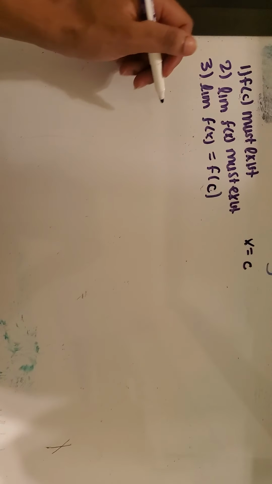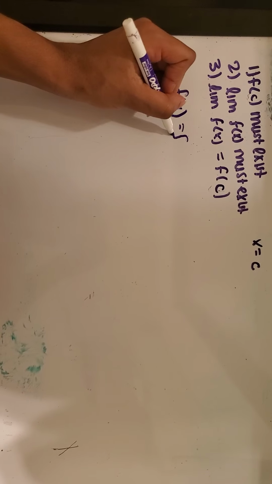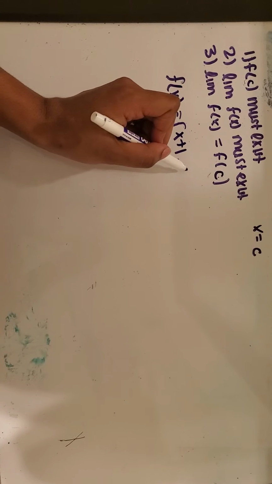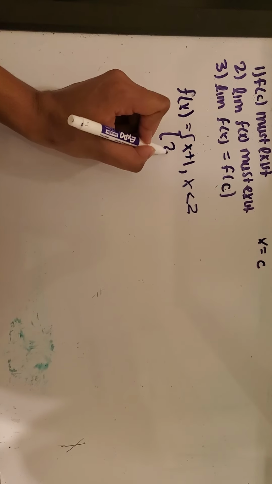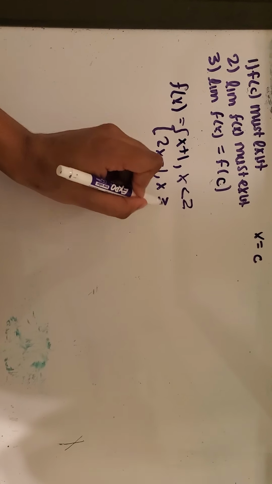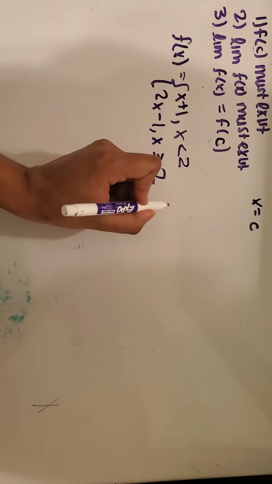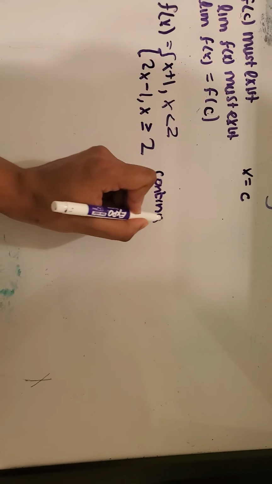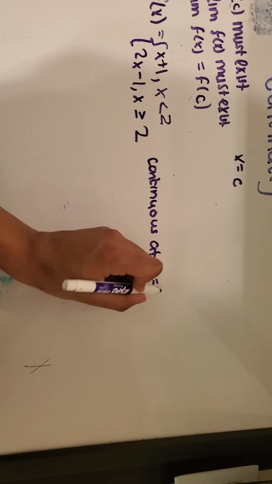Let's say I give you f of x equals x plus 1 when x is less than 2, and 2x minus 1 when x is greater than or equal to 2. And say I ask you, is the function continuous at x equals 2?